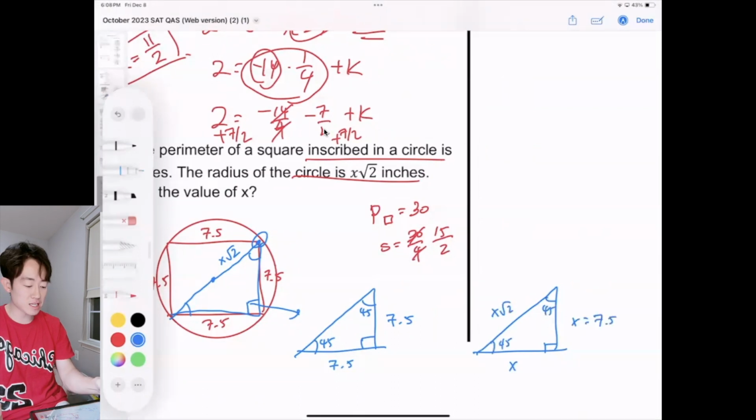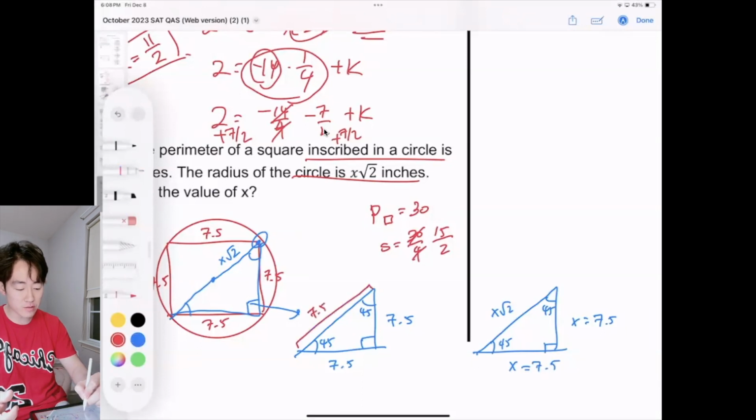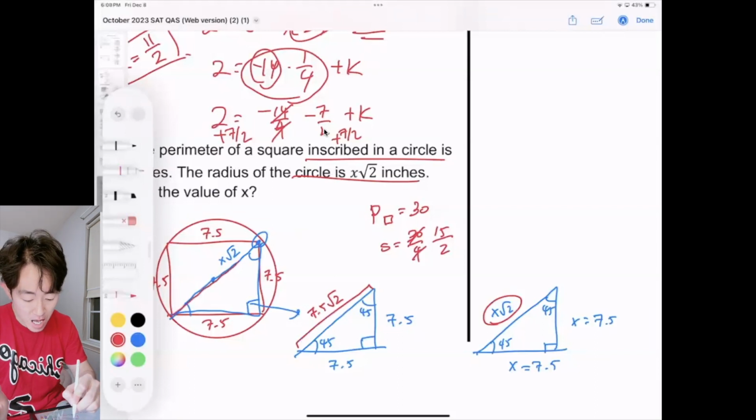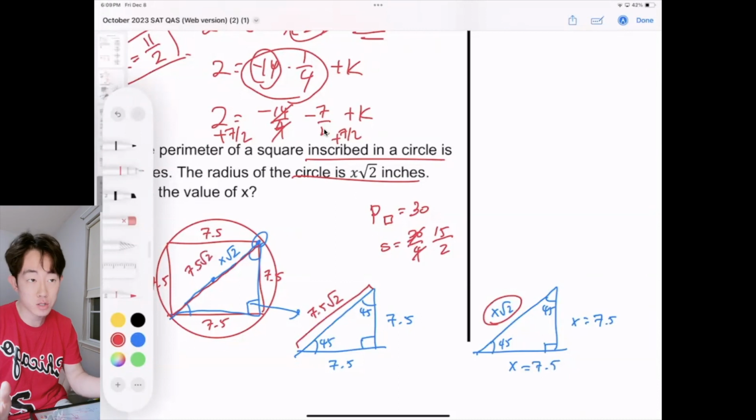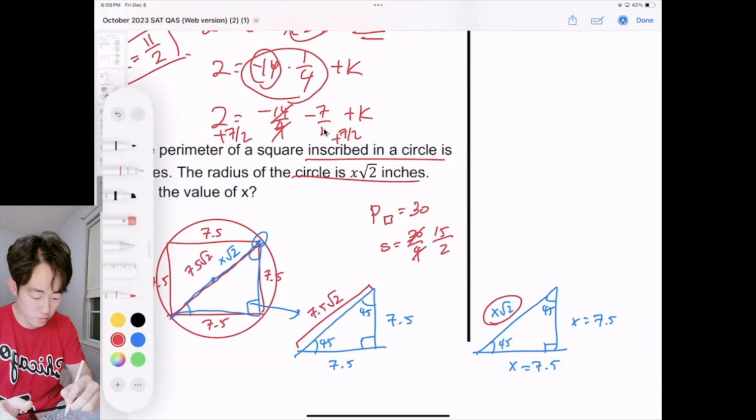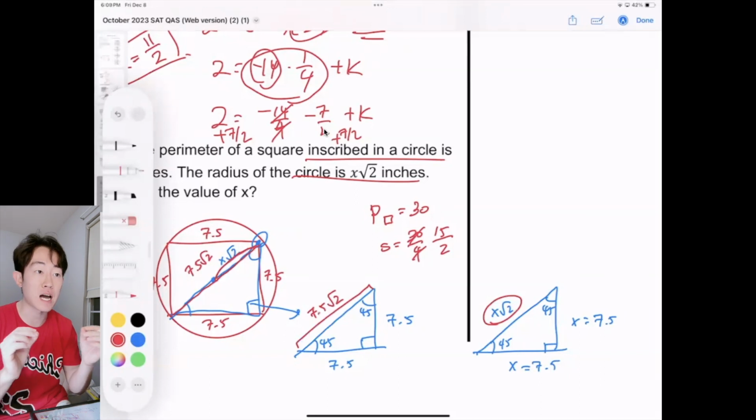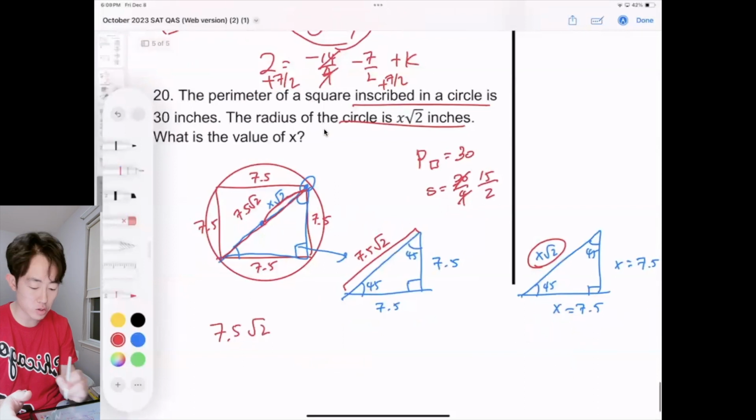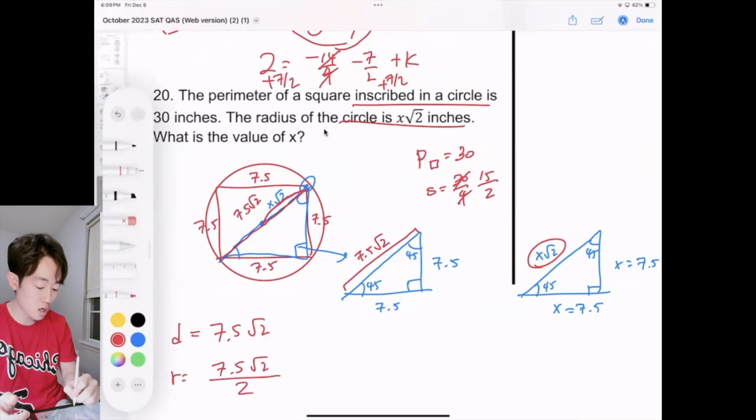So if each of these x's were 7.5, it's a no-brainer that this length over here will be 7.5 square root of 2. Just put square root of 2 next to the 7.5. That's all you've got to do. So if this entire thing is 7.5 square root of 2, because what we have essentially found is the diameter of this circle, then to find the radius, all you've got to do is take that 7.5 square root of 2 and divide it by 2 yet again. So that will be 7.5 over 2 square root of 2.